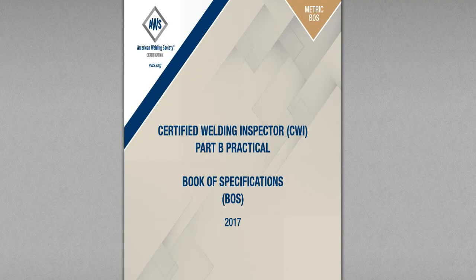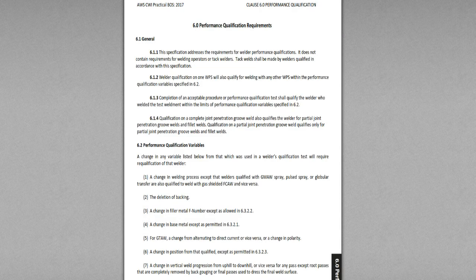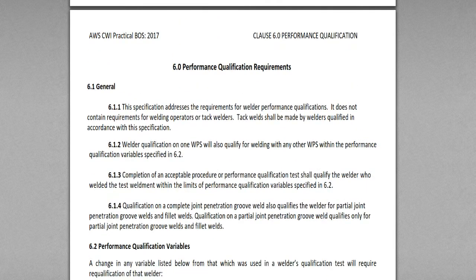Hello, welcome to CWI Part B Practical Book of Specification Lecture. This is lecture 19 and I'm going to start chapter 6 today. The title of chapter 6 is Performance Qualification Requirements. This is the last chapter in CWI Part B, BOS. So I'm going to read out the specification and give you the explanation.